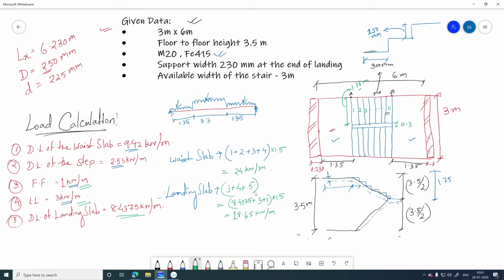24 kilonewton per meter. So here it will be 24 kilonewton per meter, and here it is 18.65 kilonewton per meter, and here it will also be 18.65 kilonewton per meter. Okay, so now we will go into the next step.